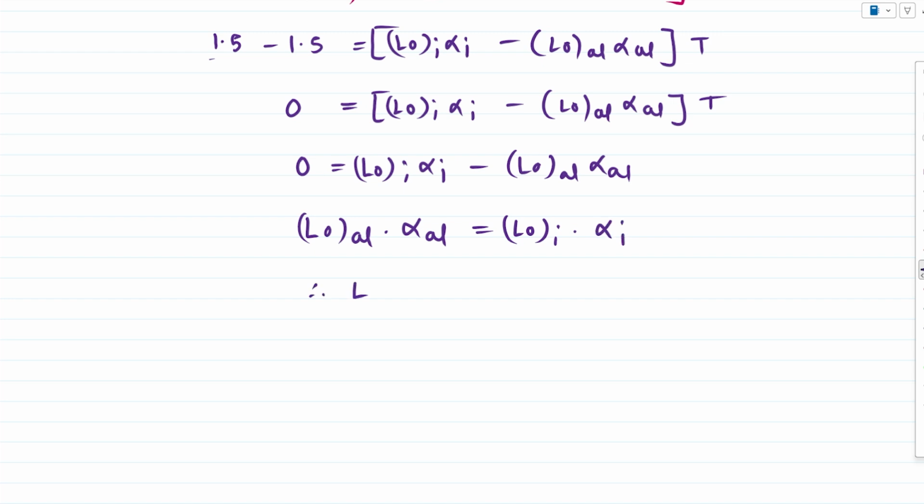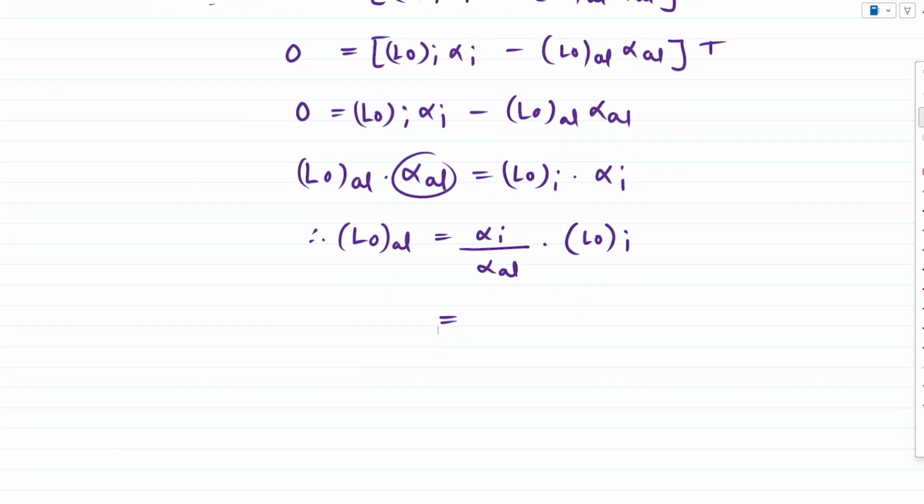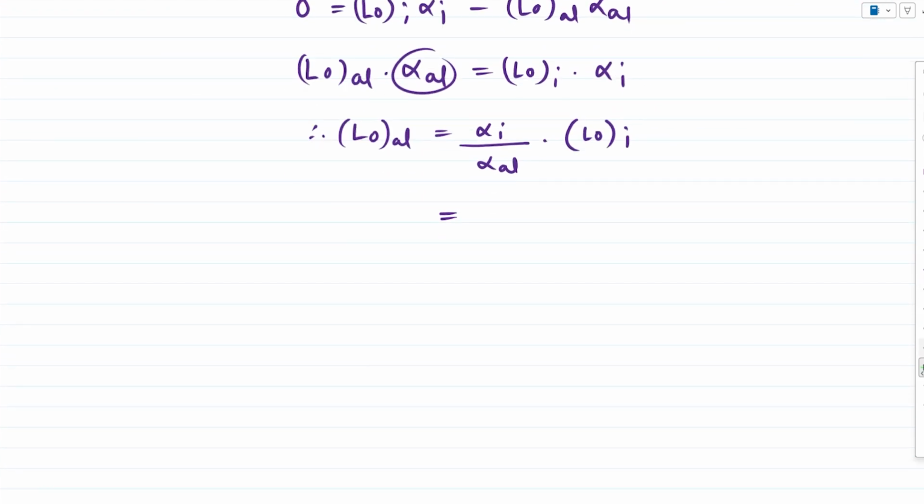With this, if I were to send this α of AL to the RHS, I get L₀ of AL, that is the length of aluminium rod at 0 degrees Celsius, is equal to α of I divided by α of AL times the length of iron rod at 0 degrees Celsius. Now α of I and α of AL are given to us in our given section. Let's quickly substitute this and try to solve this further.